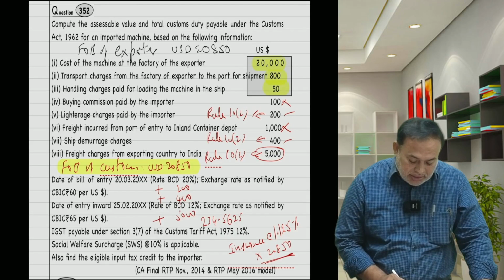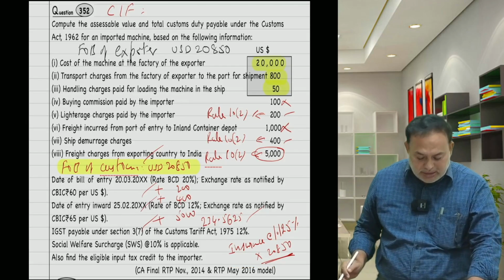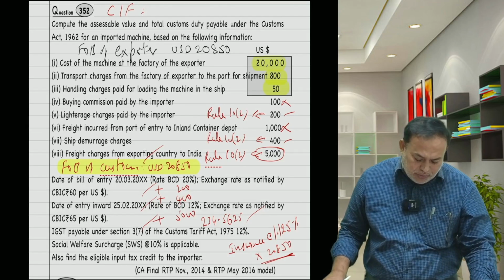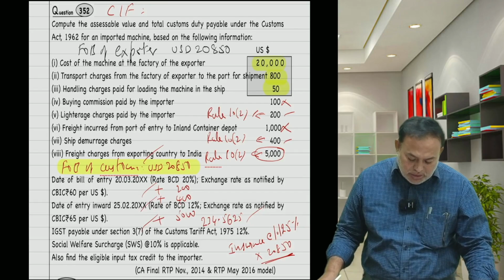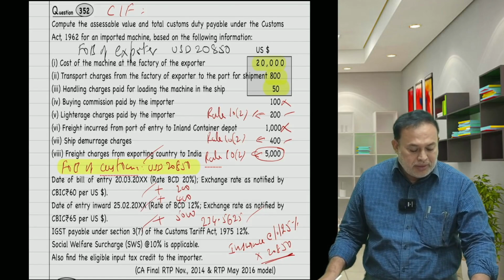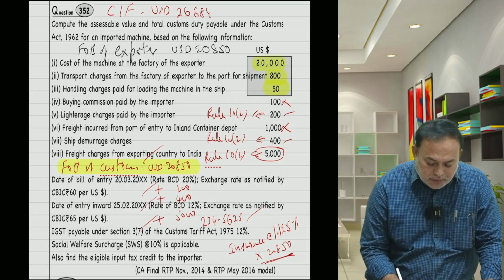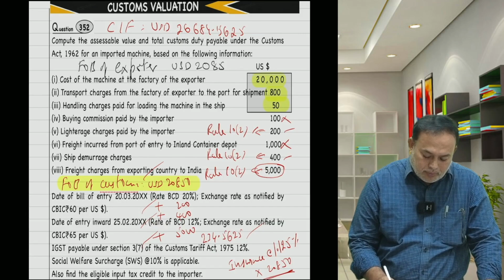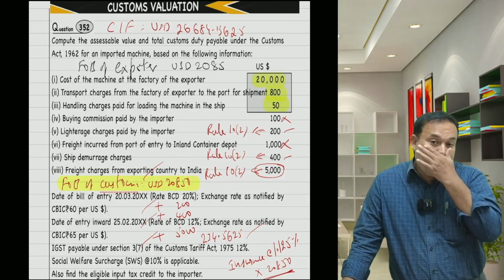Now we got it. Here, these are the values. This value, this value, this value, this value, this value is equal to our CIF value. How much comes here? 20,850 plus $200 of landing charges plus $400 of ship demurrages, thereafter freight $5,000, insurance is 234.5625. Totally, we got the CIF value in USD as 26,684.5625. $26,684.5625 is our CIF value in US dollars.